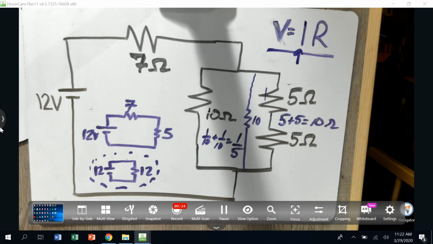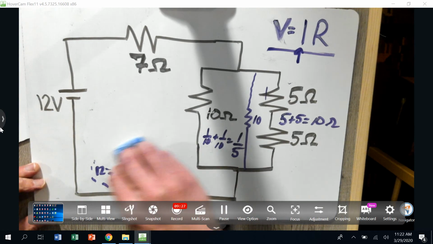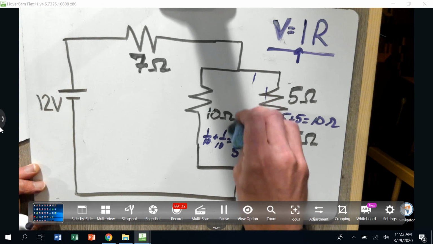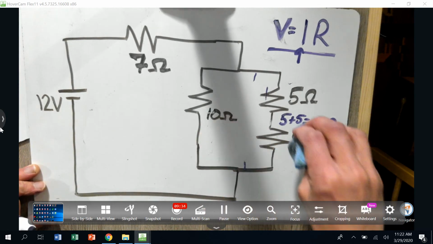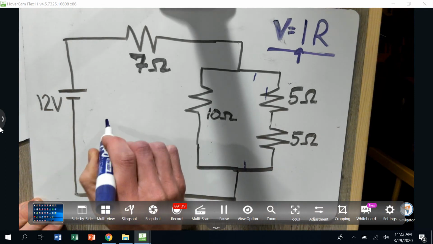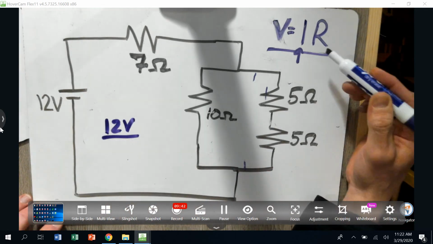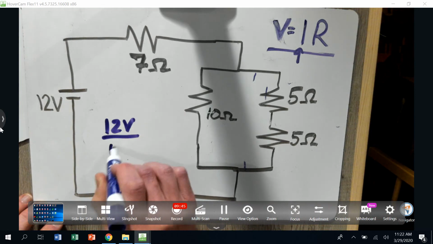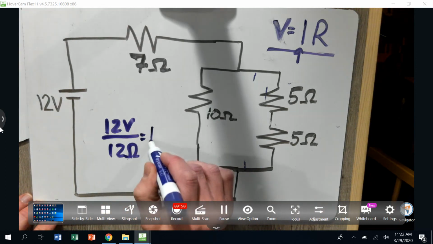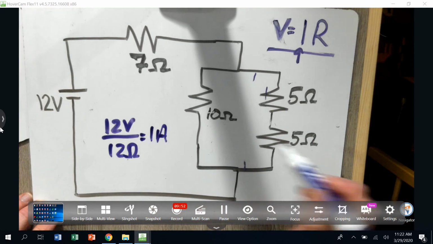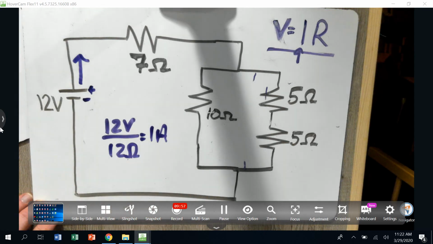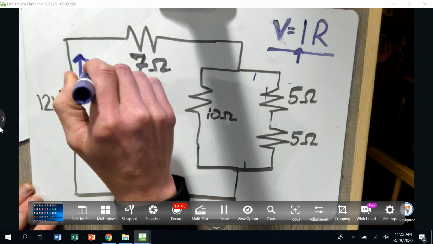Let me clean this up a little bit. Keep in mind what ohmage we had for our little sections, just in case we need them later. So if I have a 12 volt battery, and the equivalent resistance was 12 ohms, that equals 1 amp. Remember, we always come out of what we call the positive and return on the negative. So 1 amp comes out of the battery.